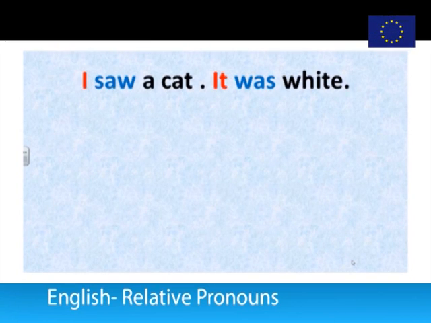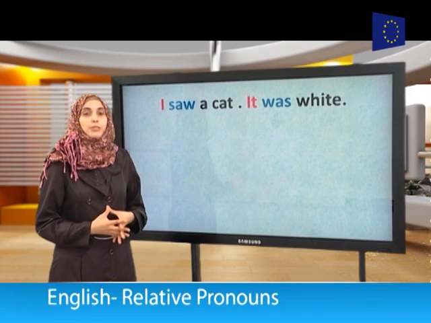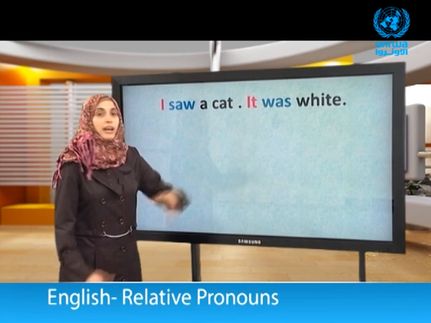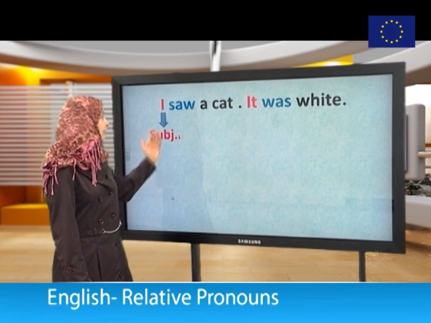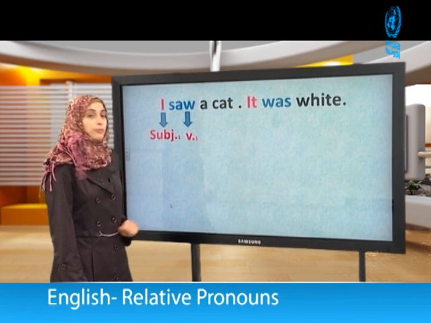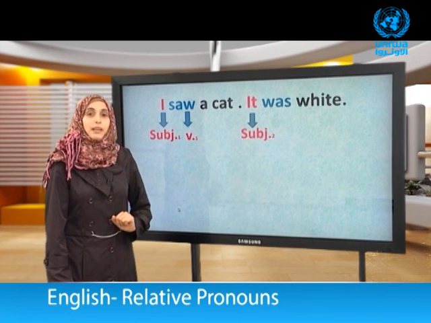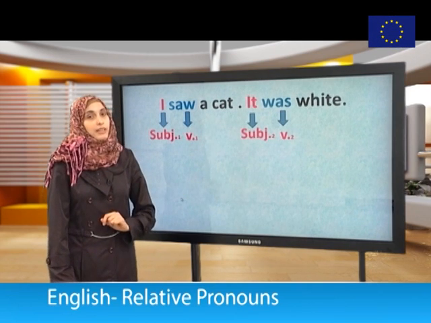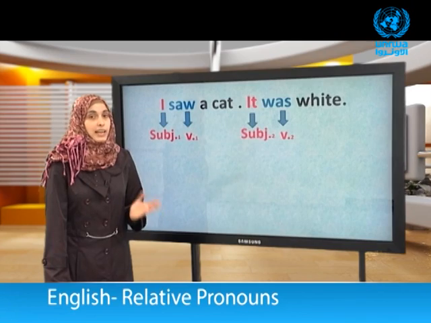Look here. I saw a cat, it was white. How many sentences do we have here? We have two sentences. The first one, I saw a cat. The second is, it was white. Now, where is the subject of the first sentence? It's I. What is the verb of the first sentence? It's saw. What about the second sentence? It is the subject of the second sentence, and was is the verb of the second sentence. So, we have two sentences. Each sentence has a subject and a verb.